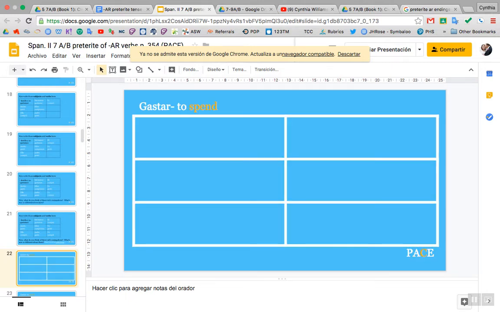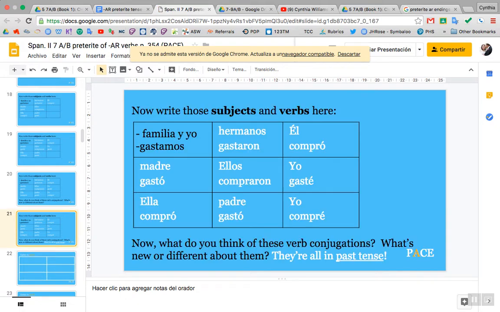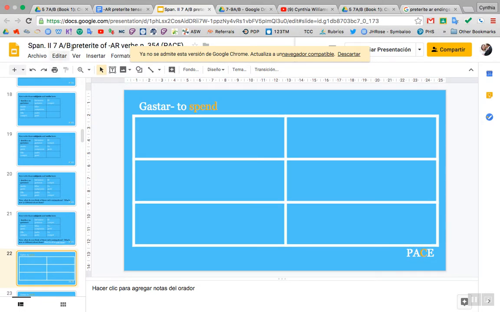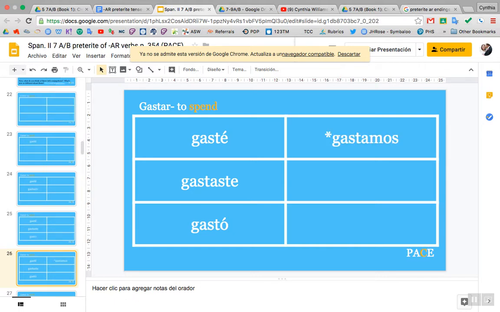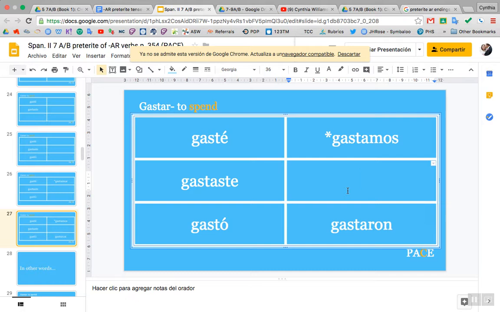Now we're going to conjugate the verb gastar, which is what was used in several of these. Gasté, gastaste, gastó, gastamos, and we're missing gastasteis and gastaron.